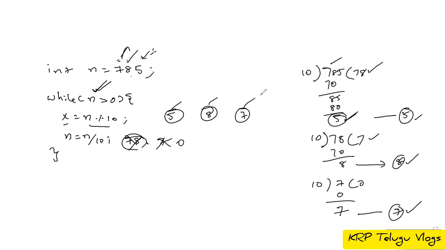Sir, this 8, 7, sir. Which one? 5 you understood, sir. 5 extracting, 8 and 7, sir. How we have extracted 5, correct? Now what is the remaining value? 785 divided by 10 is what? 78. So n is 78. 78 is greater than 0. Now x equal to n mod 10. So 78 modulus of 10 is what? 8. 8 you have extracted. So you can print it here.